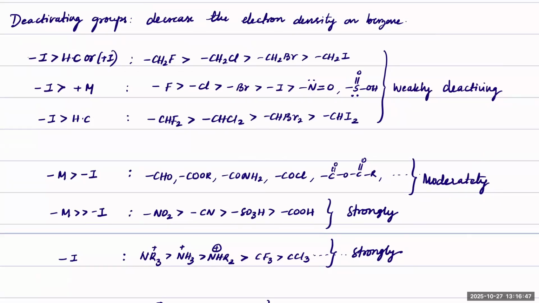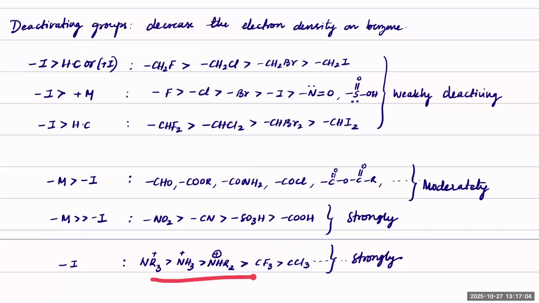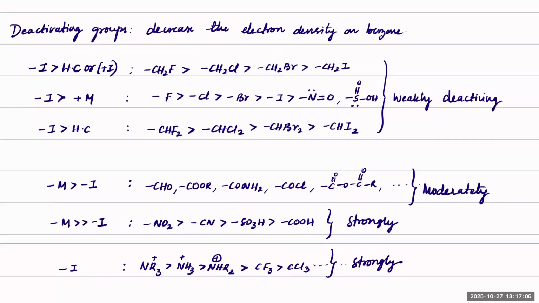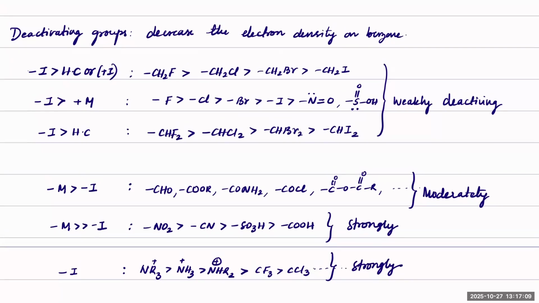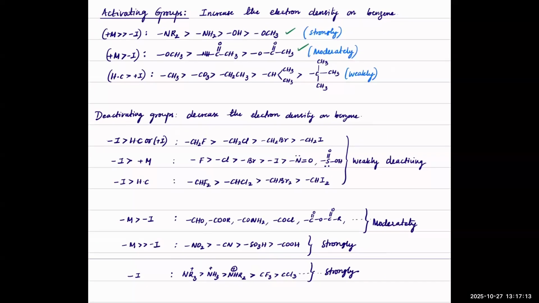Next, minus M is very, very strong compared to minus I. That includes NO2, cyanide, SO3H, COOH. And at the same time, NR3 plus, NH3 plus, NHR2, CF3 and CCl3. These are all only with minus I, but they are also very, very strong. Okay, clear beta? So quickly go through that, write and learn, both of you, what are activating and deactivating.